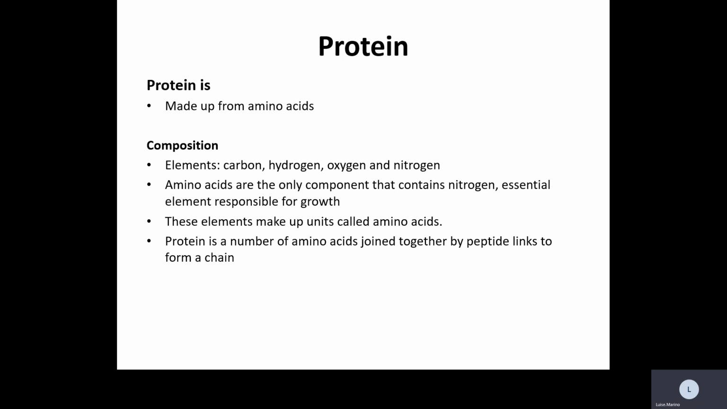So if we don't take enough amino acids, then we don't have sufficient growth or repair of tissue. And in infants and preterm infants particularly, we don't have growth, and also children. So the elements that protein is made up of are called amino acids, so they're single blocks, and protein is formed from a number of amino acids joined together by peptide links to form a chain. So you can have short chain peptides with just a couple of amino acids, or you can have polypeptides that have thousands of amino acids in one chain.